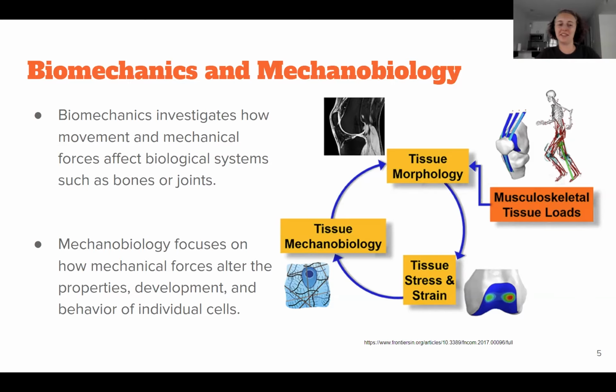Mechanobiology, on the other hand, I know it sounds like it's pretty much the same thing, and it basically is the same concept, but at a much smaller scale. So instead of focusing on an entire limb, an entire body, or an entire joint like a knee or a hip, we're focusing on individual cells or small groups of cells and how they interact. So in mechanobiology, we focus on how those mechanical forces alter the properties, the development, or the behavior of individual cells or small groups of cells. So same concept, different scales.